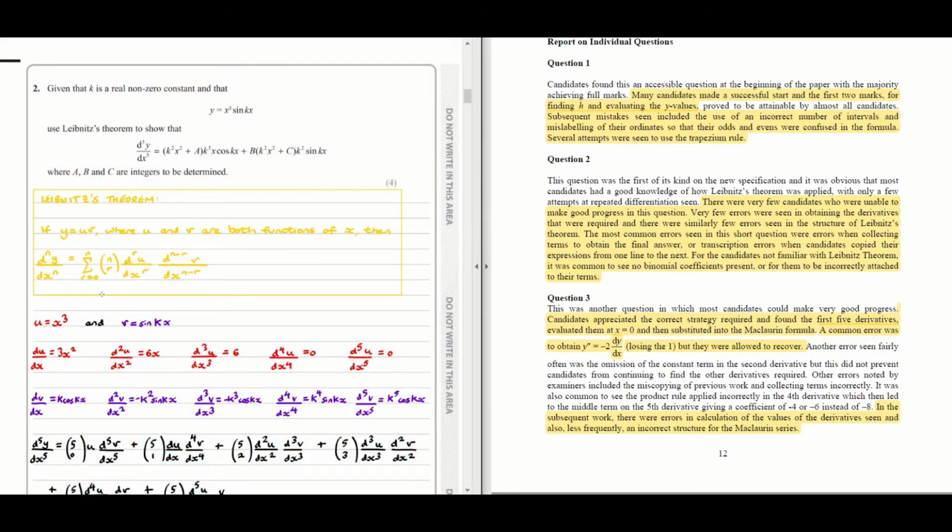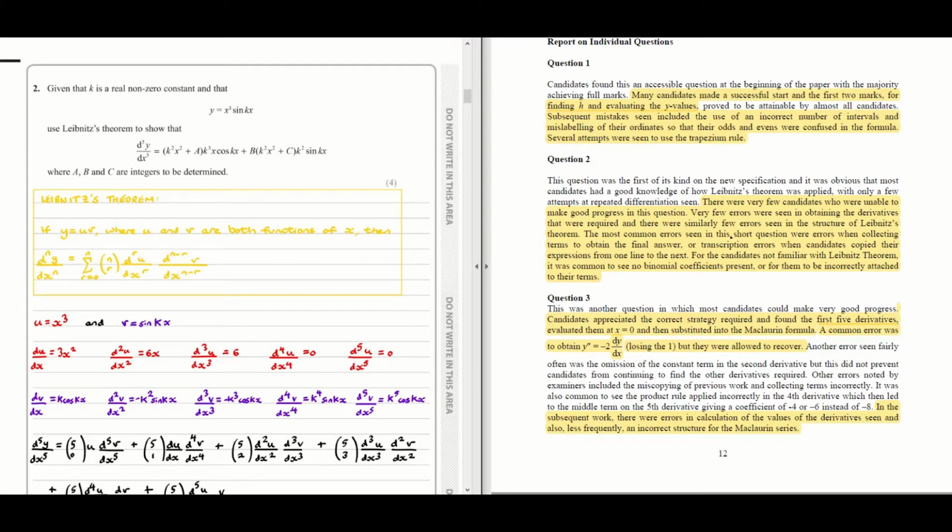Okay. Question 2 was concerning Leibniz theorem. A lot of candidates did well in this question. It was just finding derivatives. A lot of people did that well, which is good. There were a few candidates who were unable to make good progress in this question. Very few errors were seen in obtaining the derivatives that were required, and there were similarly few errors seen in the structure of the theorem.